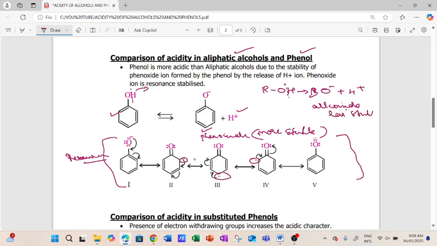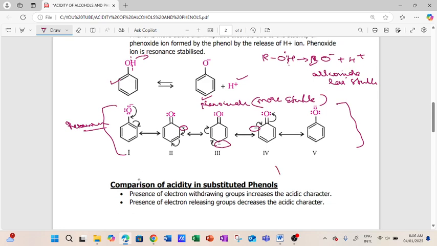The one with the more stable product will be having a feasible reaction. It means phenol to phenoxide ion is more feasible than aliphatic alcohol to alkoxide ion. So because of that, we can say that phenol or aromatic alcohols are more acidic than aliphatic alcohol.